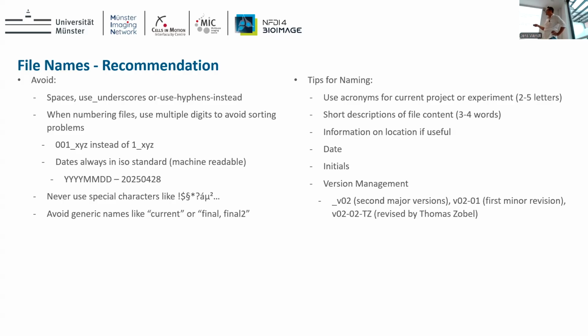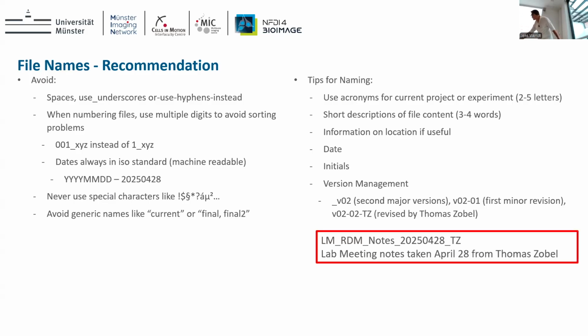Do not use things like "final 2." If you're writing a draft, this is the final version, this is final version number 1, this is final version number 3, no one knows what it is. Use a date or just an upcounting, and then you know where you are. If you have notes, you can use version 0.2, 0.201 for minor revisions, for major revisions, whatever.